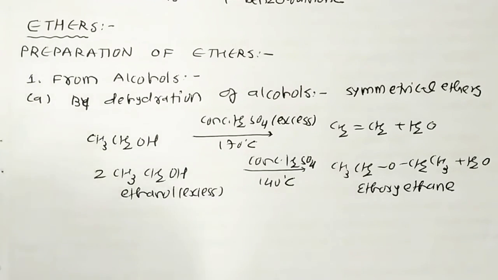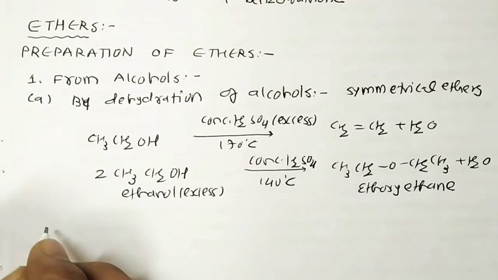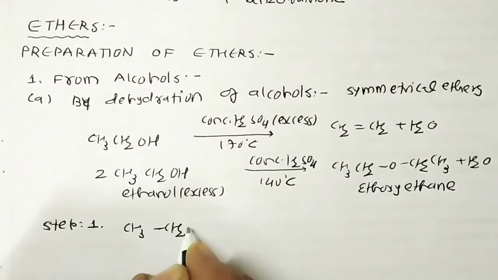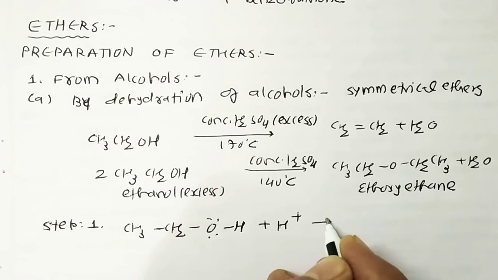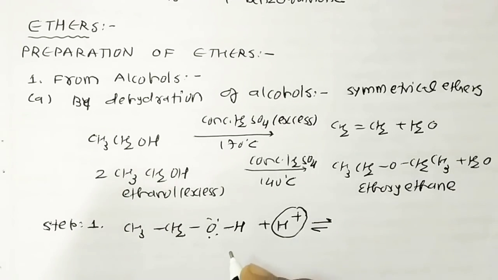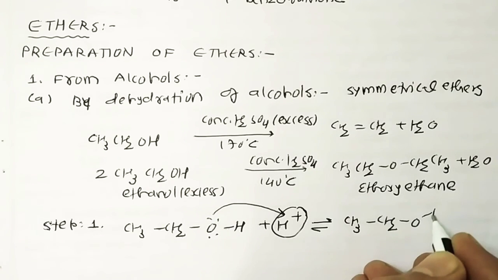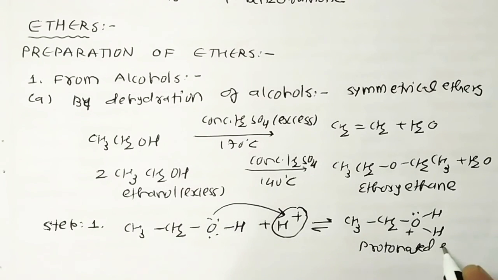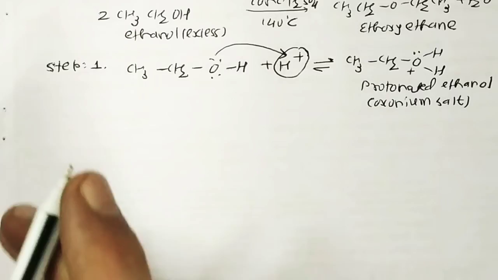So what is the mechanism behind the formation of diethyl ether? In step number 1, ethanol CH3CH2OH reacts with H+, which we get from the acid. The lone pair is attracted towards the H+ and we get a protonated ethanol. This protonated ethanol is sometimes called an oxonium salt. After the preparation of the oxonium salt comes step number 2.